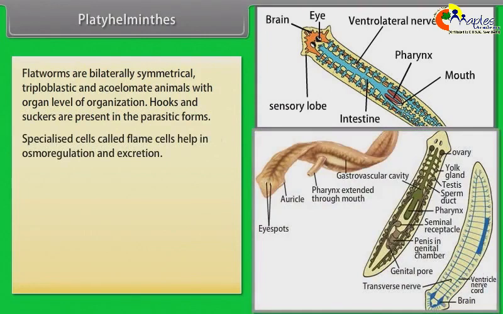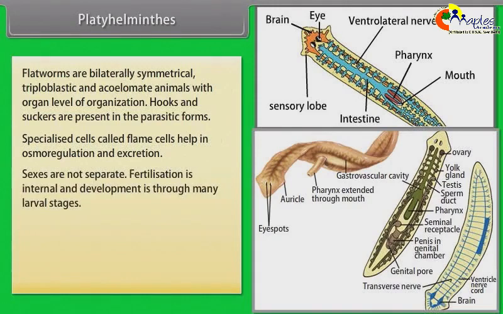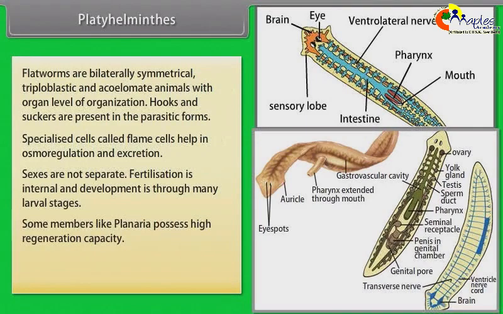Specialized cells called flame cells help in osmoregulation and excretion. Sexes are not separate. Fertilization is internal and development is through many larval stages. Some members like planaria possess high regeneration capacity. Example, Taenia, that is tapeworm, Fasciola, that is liver fluke.